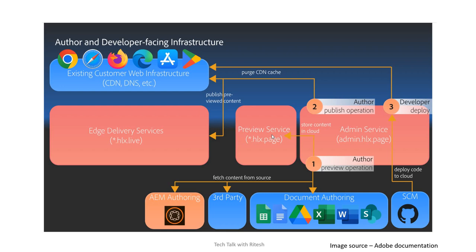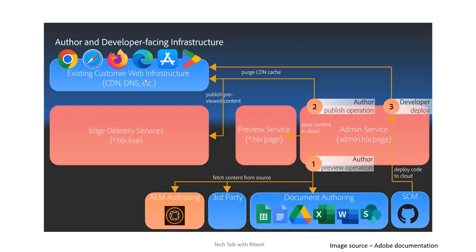Admin services will either preview the pages, so this hlx.page URLs, right? First the author will see if the content is looking good or not, or will activate the previewed content. The content is looking good, let's preview it. And this is the preview service and this is edge delivery services, which are the live pages.